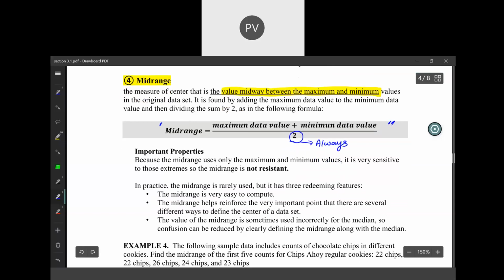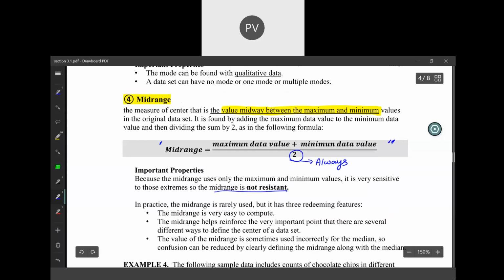Now, is this resistant? No, the mid-range is not resistant, which means it will change if there are any extreme values. Now, we also have median, right?